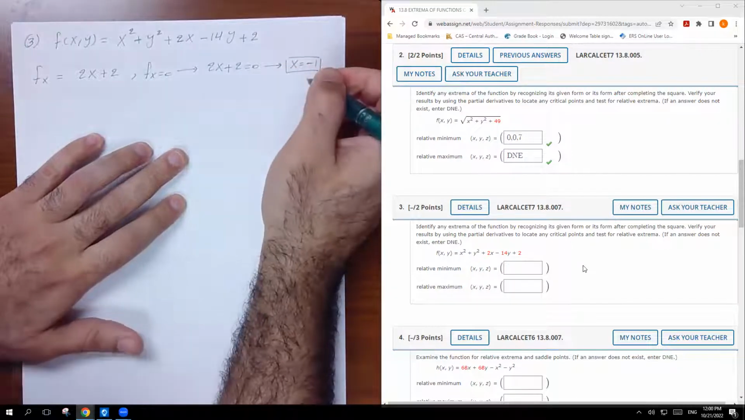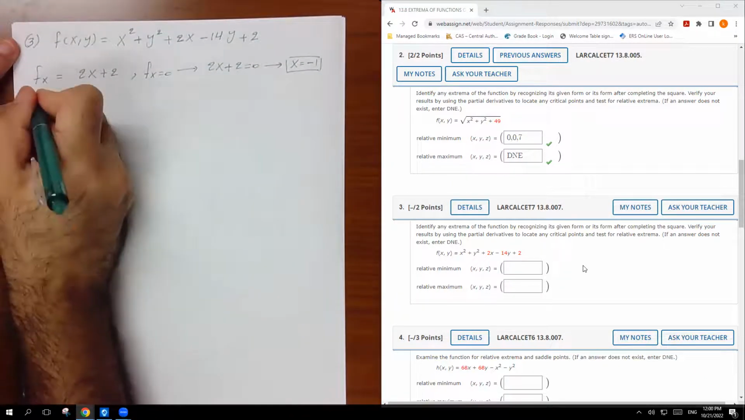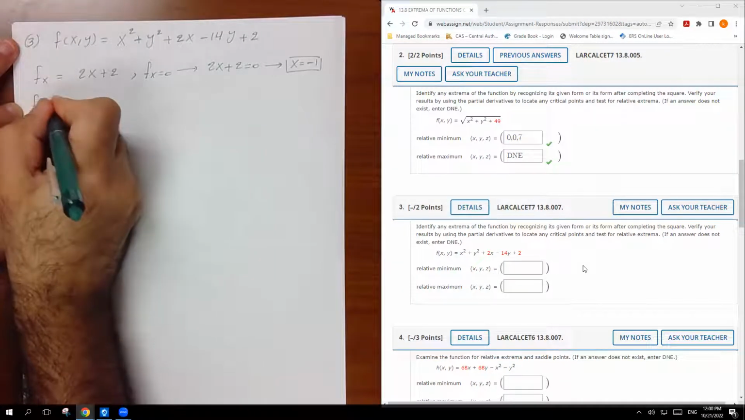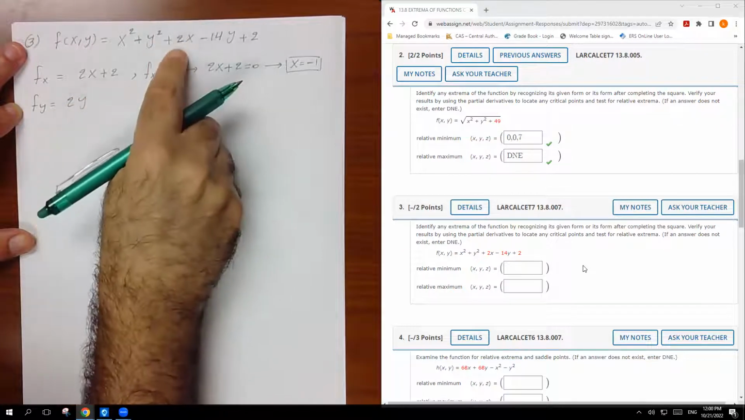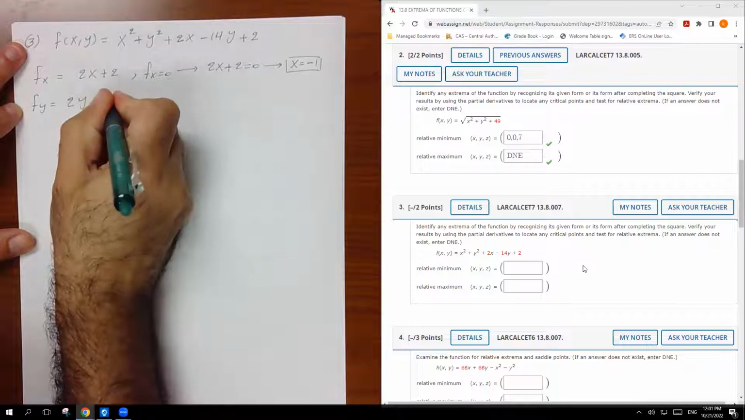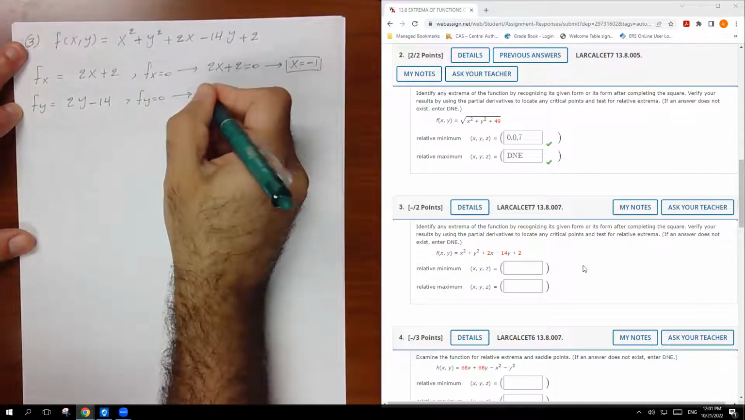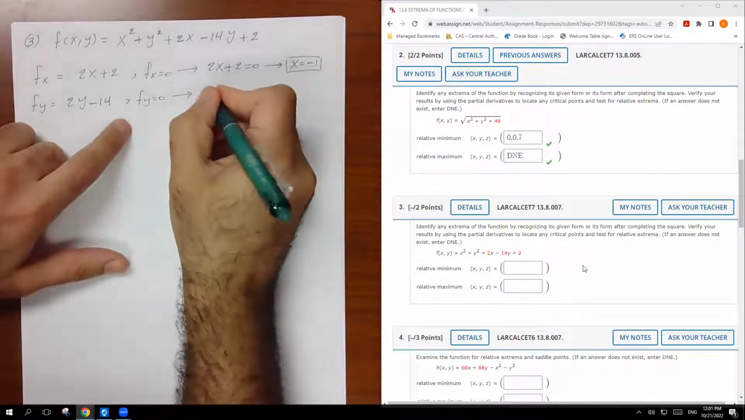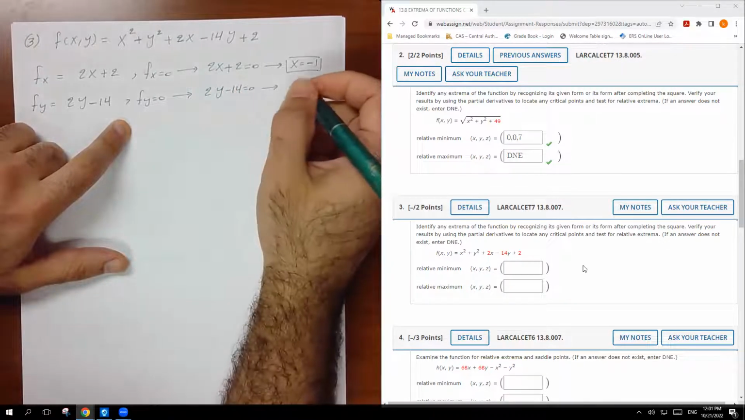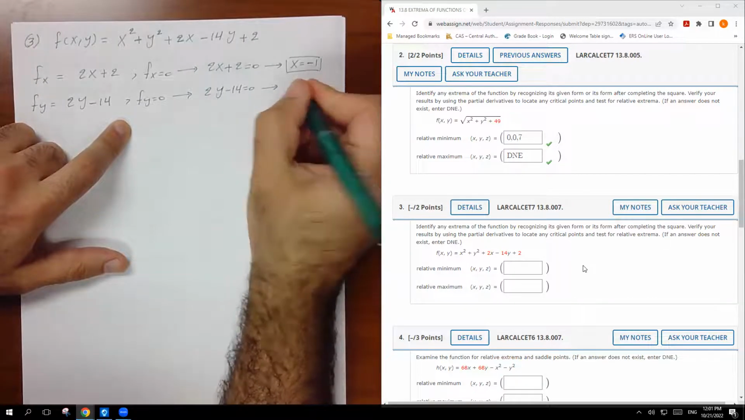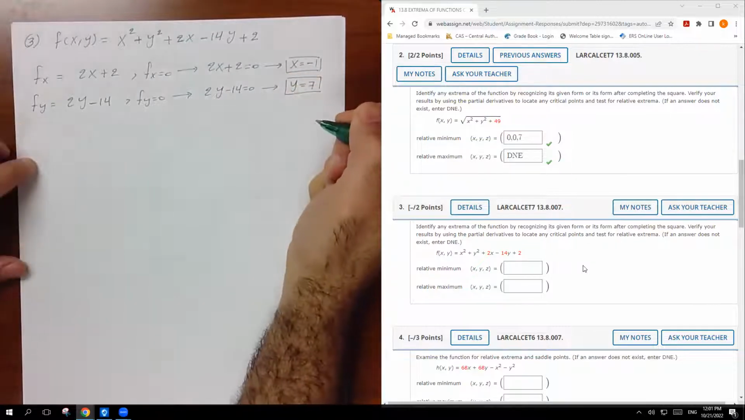So this is the first coordinate, and f sub y is going to be, this is 0, this is 2y, this is 0, minus 14, and let's say f sub y equals 0 to find the critical point. Then it's going to be 2y minus 14 equals 0. That means y is going to be 14 divided by 2, which is 7. So y equals 7.